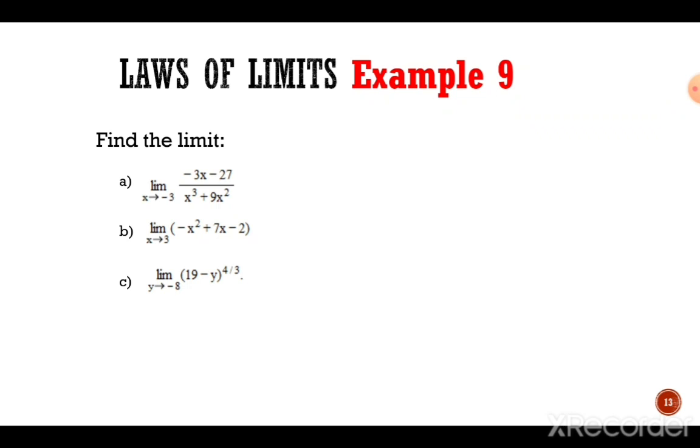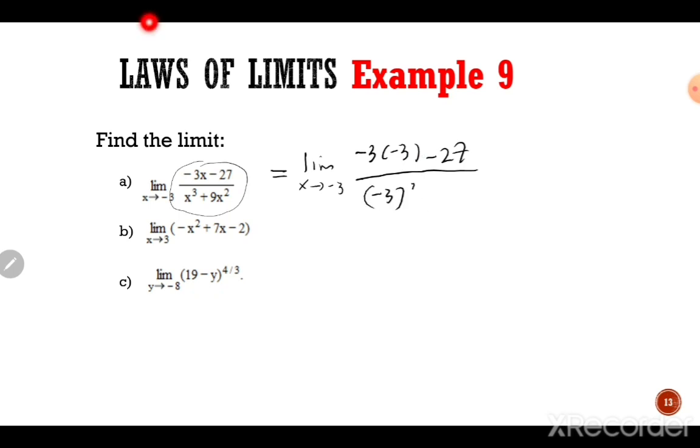Okay, so tengok untuk soalan A ni, we have limit x as approaching -3 for a function -3x tolak 27 over x cube plus 9x square. Alright, so kalau ikut law of limits tadi, what we can do kan, we can just try to put in negative 3 ke dalam function ni. See what we will get. -3 darab -3 tolak 27 and -3 power of 3 plus 9 -3 square. So what we will get, class?